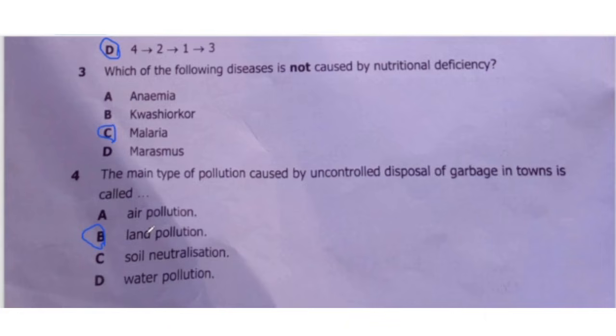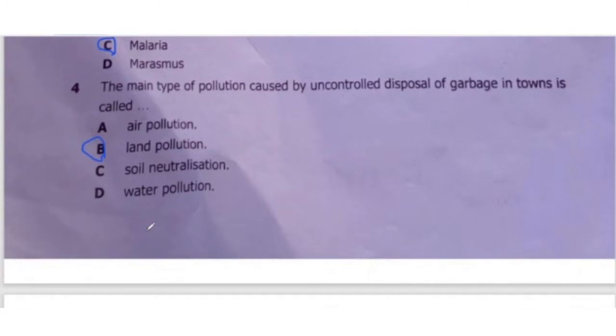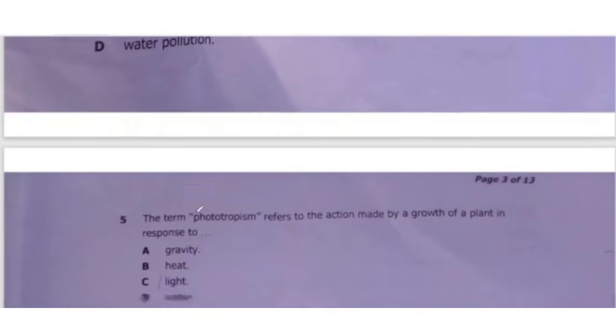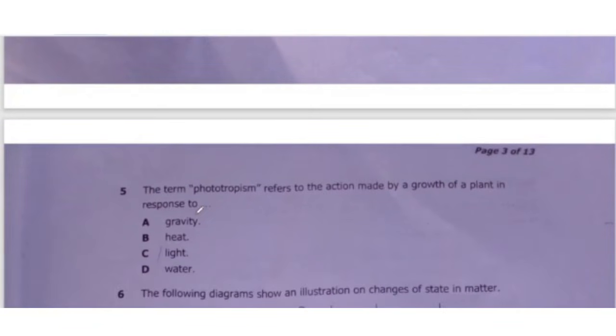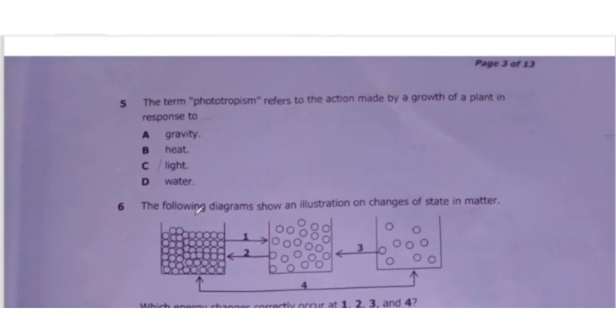When you talk about garbage, you are talking about dirt. Throwing dirt anyhow will definitely cause land pollution, sorry, before it even causes air pollution. So you should also know that throwing garbage anyhow will also cause air pollution. However, the first pollution is land pollution, and with air pollution it depends on the kind of garbage you are throwing around anyhow.